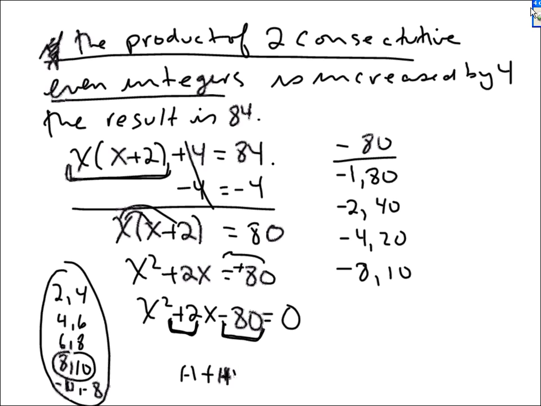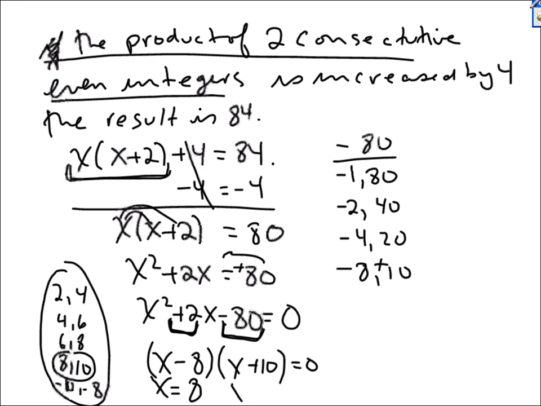Those multiply out to 80 and add up to 2. So those are the two numbers that go next to x: negative 8 and the understood positive 10. So either x is 8, the product is 0, or x is negative 10.